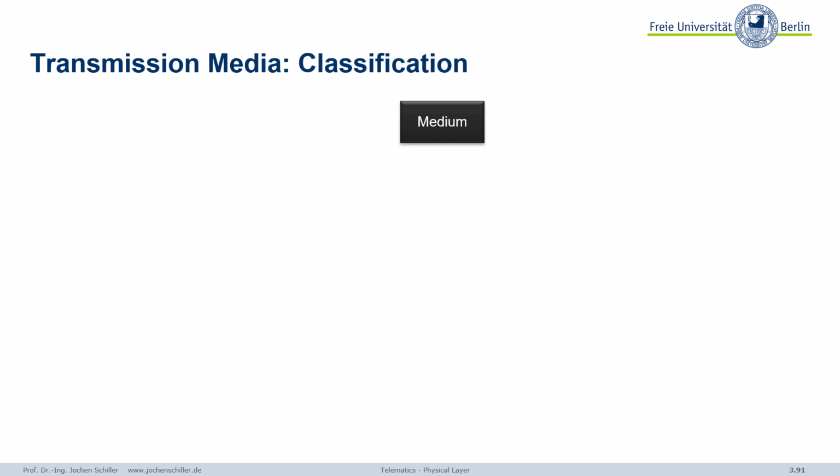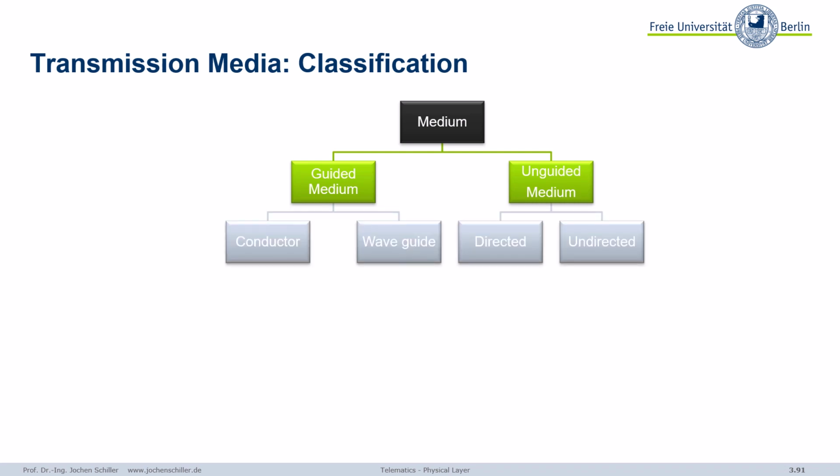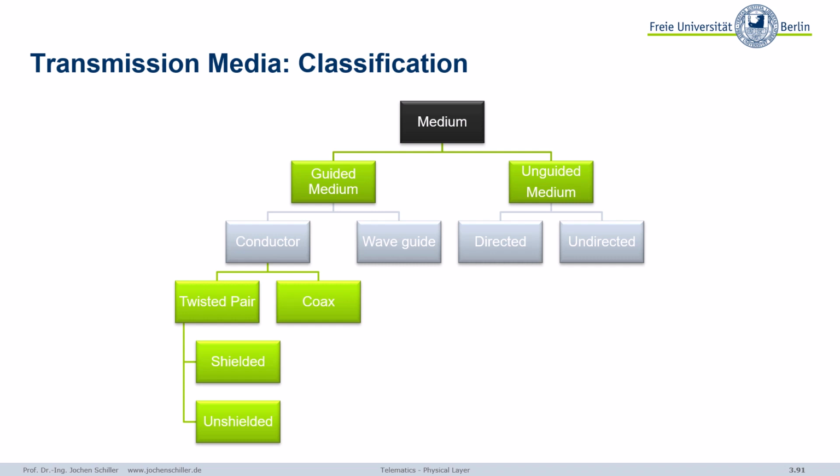So if we look at the medium, although sometimes it's not a real medium, we can distinguish between guided media and unguided media. So what does it mean? For guided media, we can have a real conductor, copper wires, we'll see, or we can have waveguides. That means electromagnetic waves are guided inside the medium. And we have unguided. Unguided can be directed and undirected. We'll see examples for this.